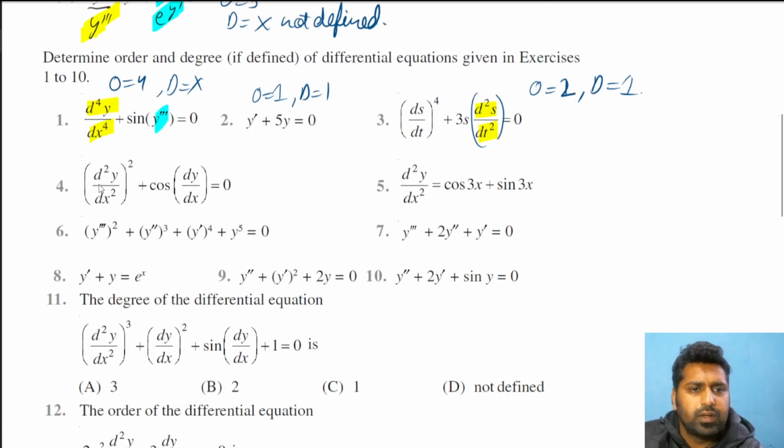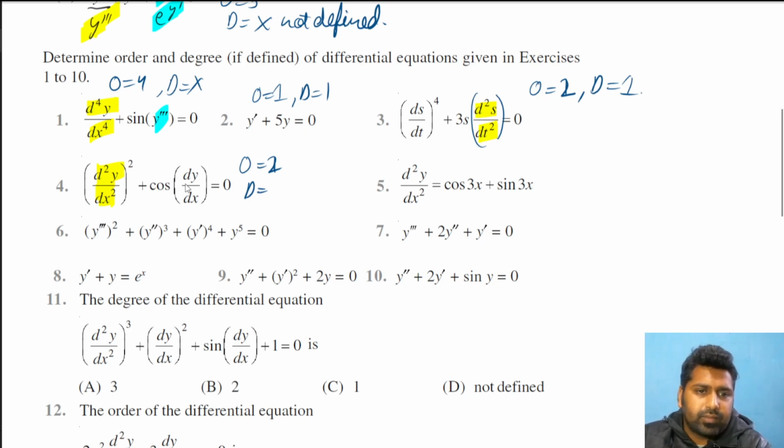Let it be. This again, d square y by dx square is there. This is dy by dx. So the highest order derivative is clearly this one. So the order is 2. And now, before looking at the highest power and saying that the degree is also 2, no.